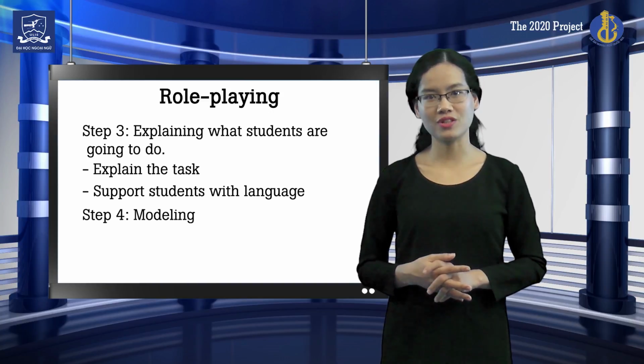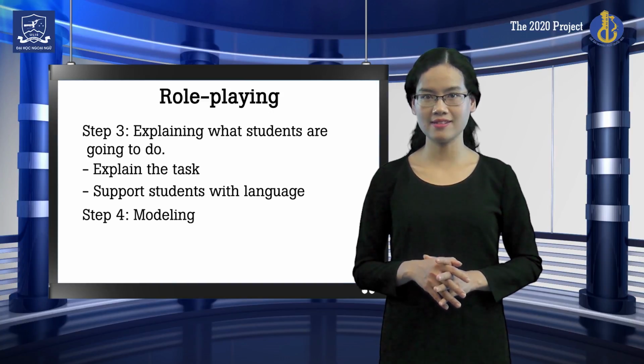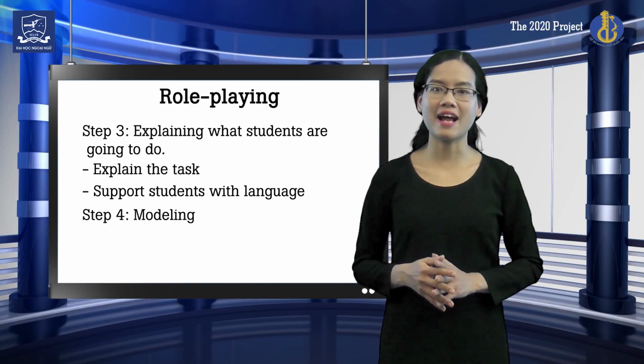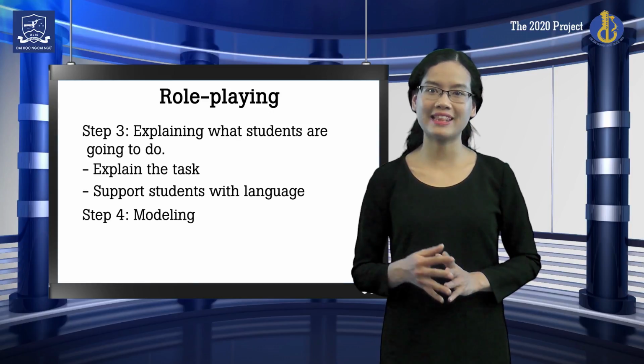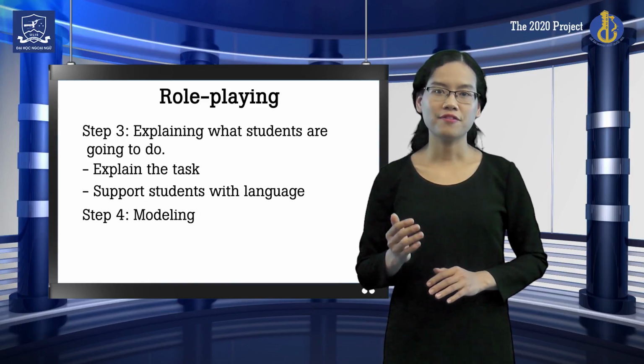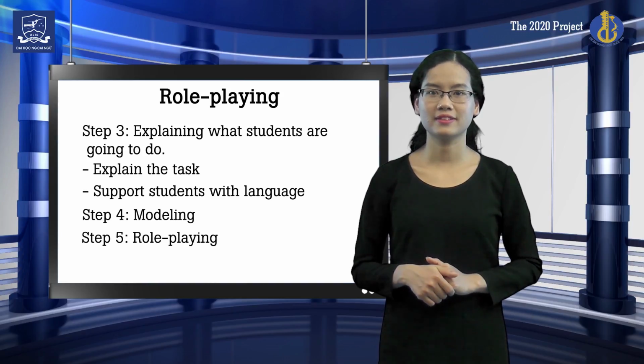Step 4. Modeling. Teacher may call one student in class. Teacher acts as shopkeeper and the student acts as customer using their shopping list to do the role play. Finally, students work in pairs to role play.